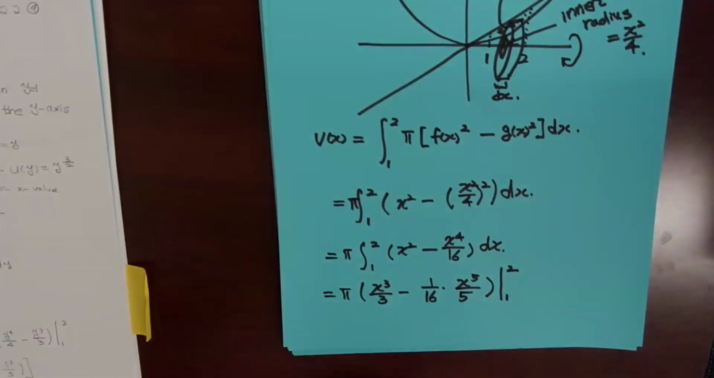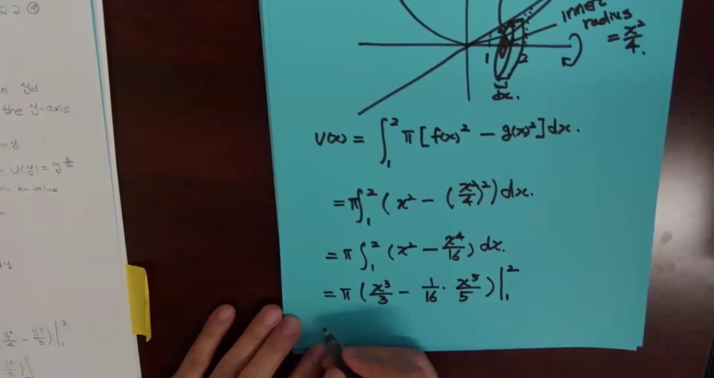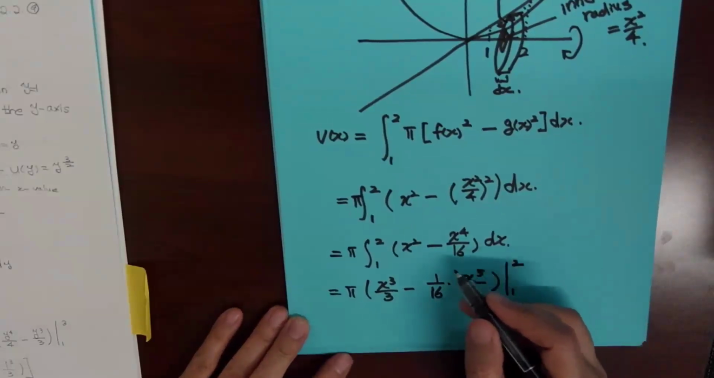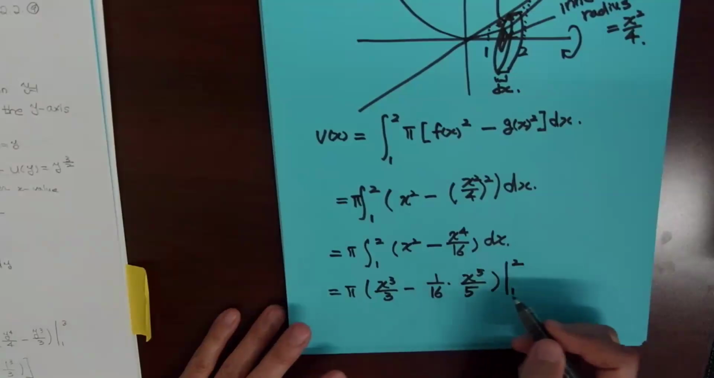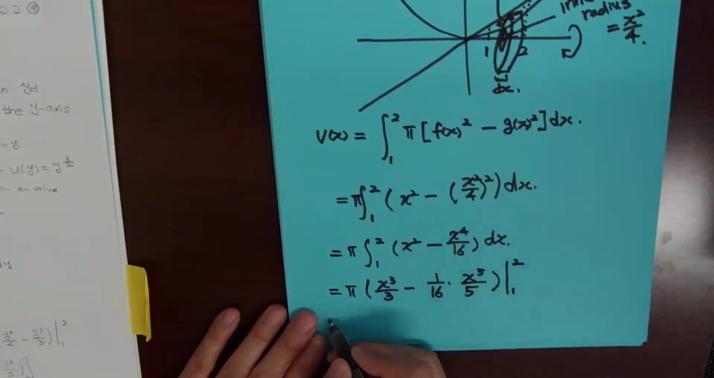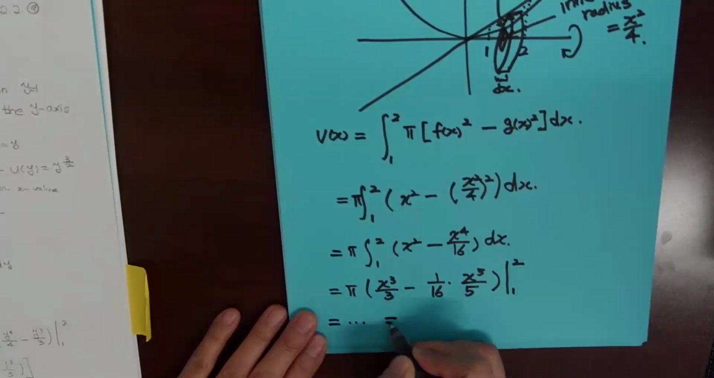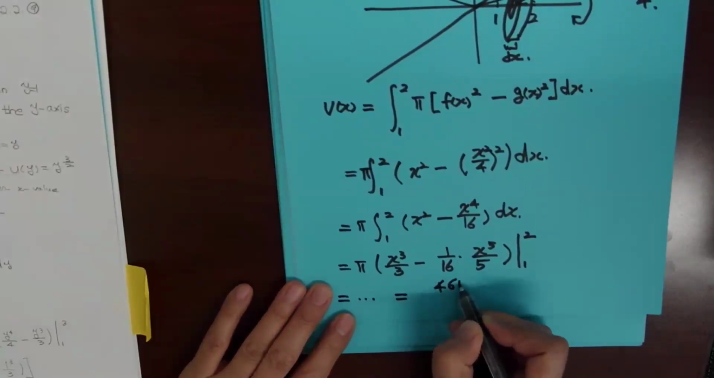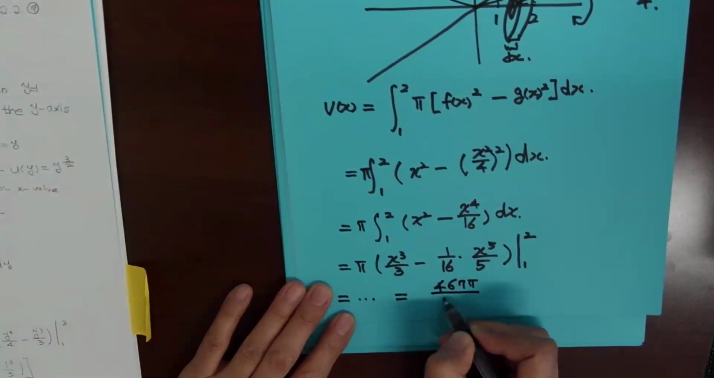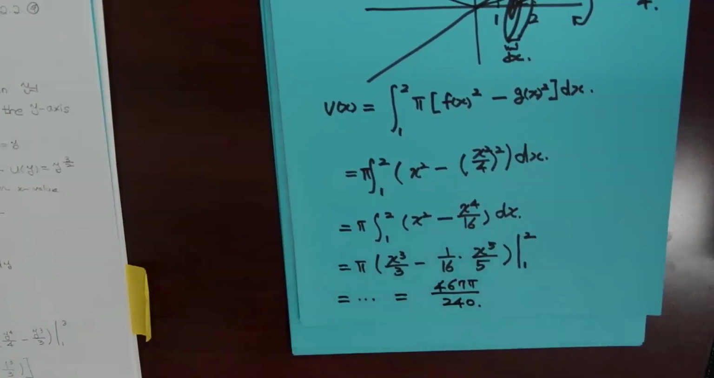Do you have any questions so far? No questions? Then you plug in 2, and then subtract what you get after you plug in 1. And then you will keep going with algebra. Then you have to get 467 pi over 240.